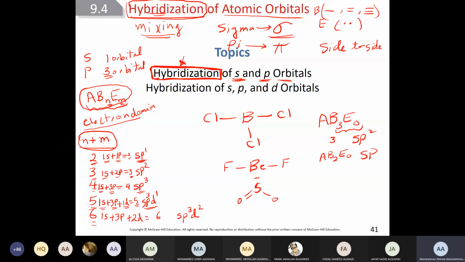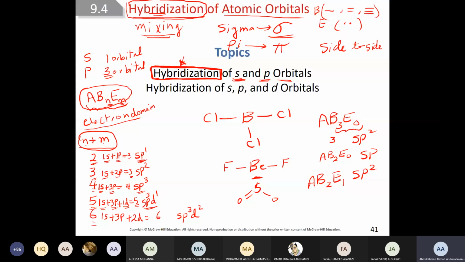Okay, good. How about if I have S, yes, S? What's the electron domain for this molecule now? AB2E1. What's the hybridization? 3, so SP2. We're going to make sp2 hybridization. There will be 3 orbitals of sp2, exactly. 3 orbitals of sp2. Is this clear?